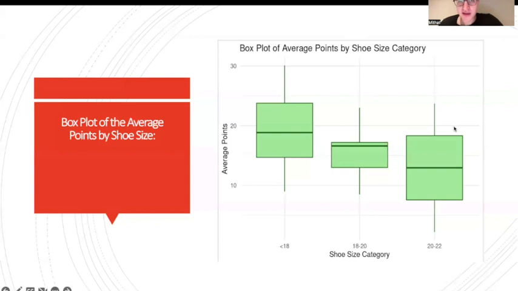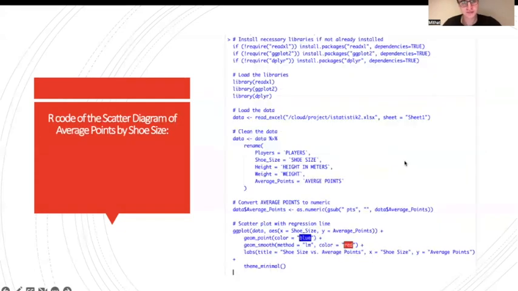Hello everyone, I'm Mithat Saffak and I'm going to continue from now on. Here in this slide, we can see the box plot of the average points by shoe size. As we can see, as shoe size gets higher, the median gets lower. So we can see a minimal impact on the average points scored.